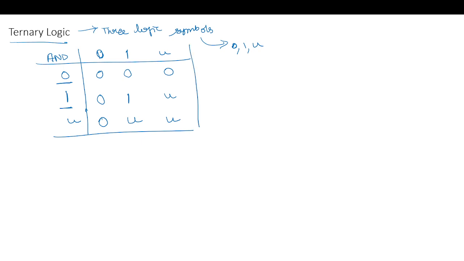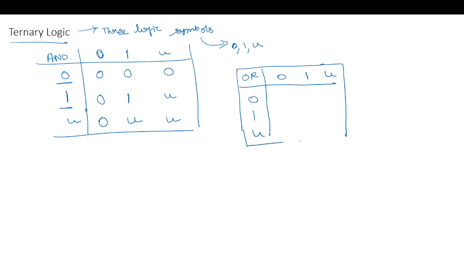In a similar way, if we have an OR gate, with 0, 1, U, the outputs are 0, 0, 0, 0, 1, 1. Here for an OR gate, 1 is a controlling value. So 0 is a non-controlling value, so the output is unknown. 1 is a controlling value, and these are unknown.